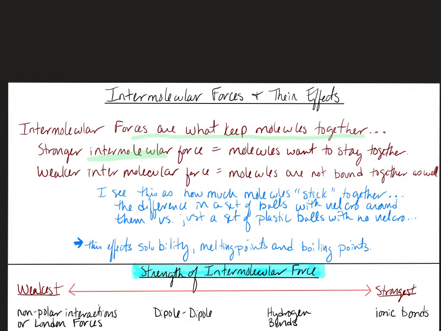On the other hand, if you have something with a weaker intermolecular force, the molecules are not really bound together as well. So I see this as how much stickiness we have between the molecules and how much they want to stick together. The difference might be a set of balls with Velcro attached around them versus a set of ping pong balls with no Velcro. Ping pong balls with no Velcro are going to fly apart really quickly, versus those stuck together by Velcro, which don't want to fly apart very easily. This ends up affecting solubility, melting points, and boiling points. And that's why it is incredibly important to understand.